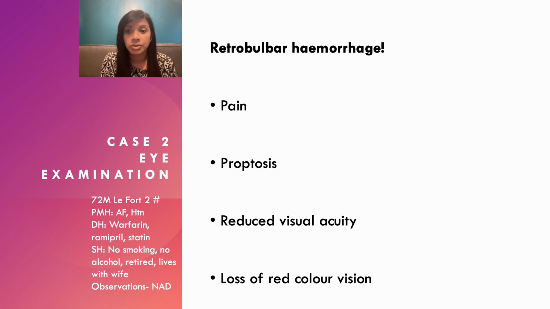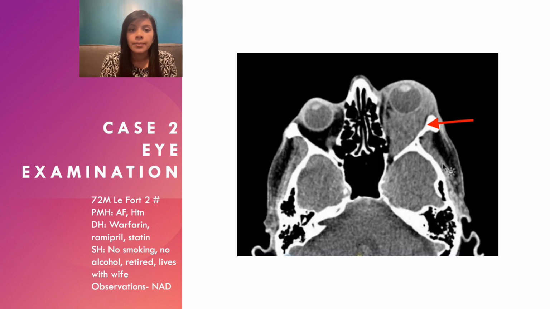Like I said, it is an emergency and it's sight-threatening. So if you spot any of these signs, you absolutely must call for help immediately. If your own registrar isn't on site and you don't have ophthalmology, A&E registrars should be able to do the treatment for this, which is a lateral canthotomy, which we'll talk about in a second. So here's a CT scan demonstrating what you can see if a patient is having a retrobulbar hemorrhage.